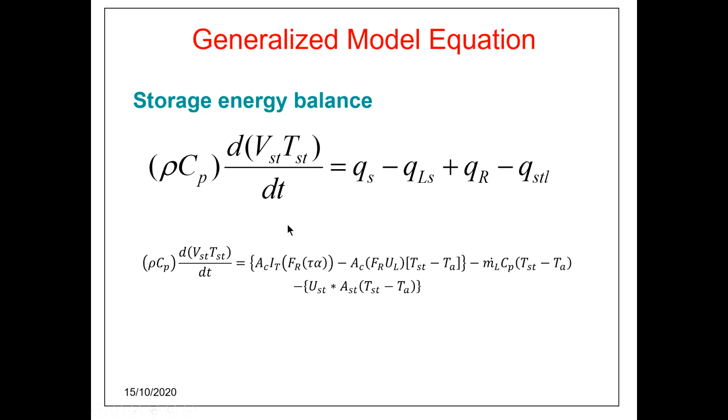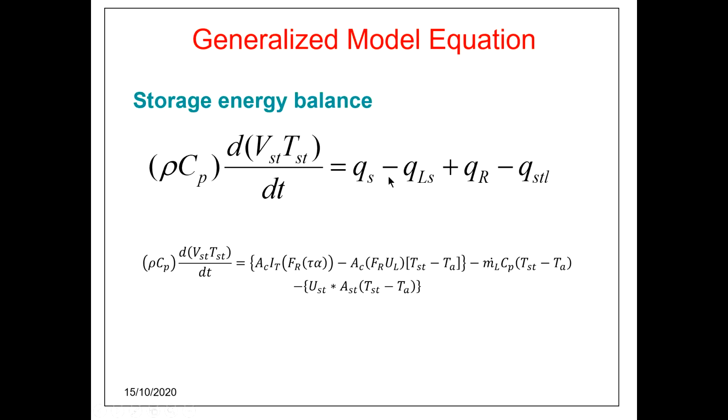Now the storage energy balance can be formulated in this fashion. Rho is the density of the fluid in the storage tank. Cp is the specific heat of the fluid in the storage tank. Vst is the volume of the storage tank, and Tst is the temperature of the storage tank. So rho Cp d(Vst Tst) by dt is the rate of change of these parameters, and this becomes the change in the internal energy of the storage tank, and then it is balanced by the solar energy, Qs, minus QL, the load, plus Q makeup, and minus Q storage losses.